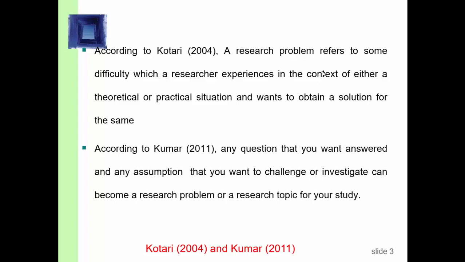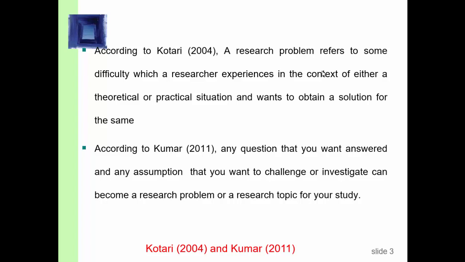According to Kothari 2004, a research problem refers to some difficulty which a researcher experiences in the context of either a theoretical or practical situation and wants to obtain a solution for the same. According to Kothari, the research problem arises because of the difficulty which any person, any researcher, any research student can face in a practical situation or in a theoretical situation, and which the researcher wants to resolve.